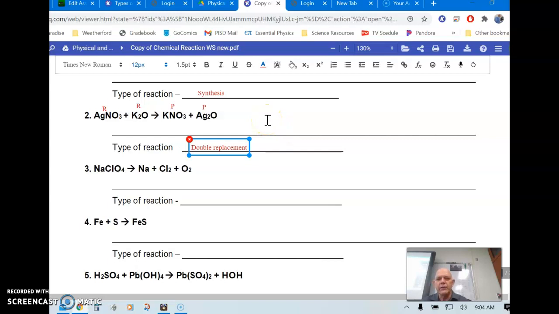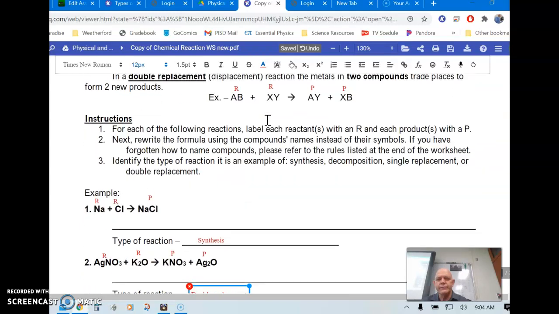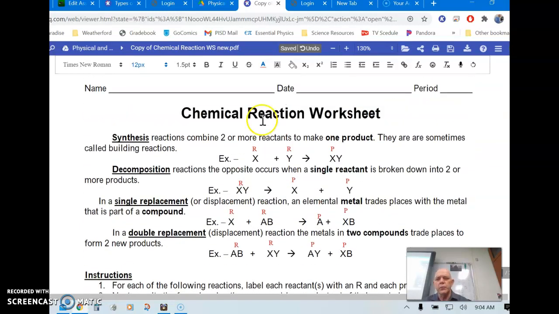All right, now let's go back and do some naming. First of all, let's write some rules up here. If you have two elements, the second element is going to end in IDE. If you have three elements and the last one is an oxygen, then the second element is going to end in ATE. And anytime you have an OH group together like that and written like that, that is called hydroxide.